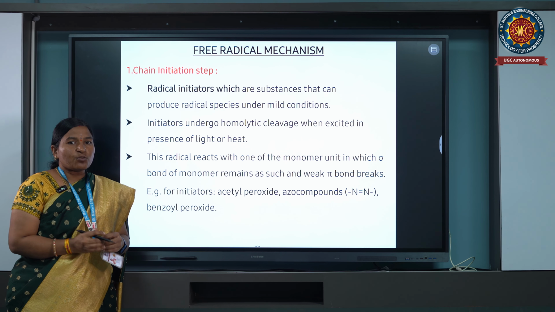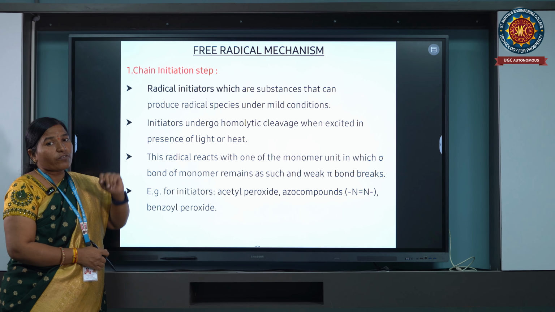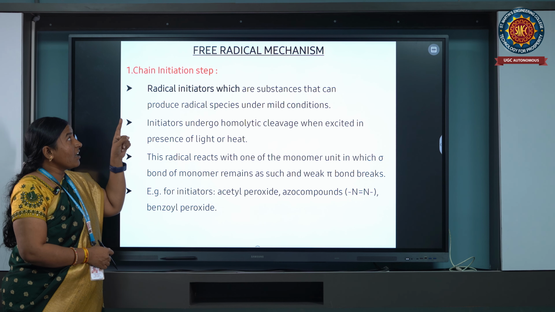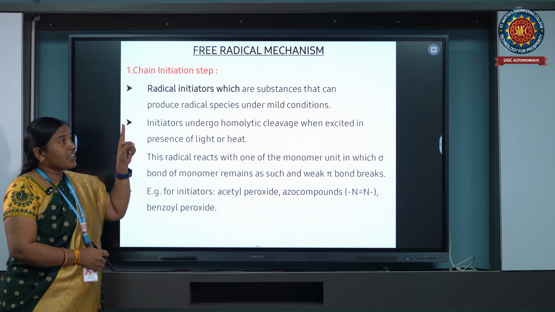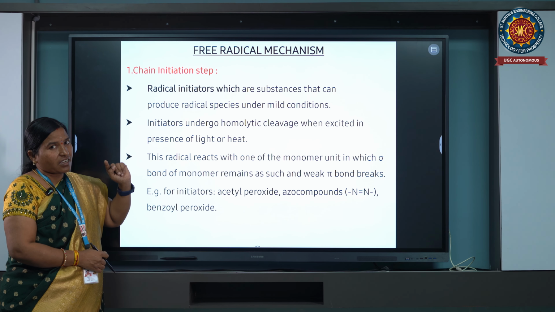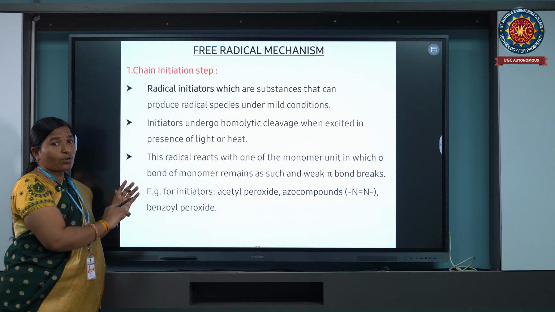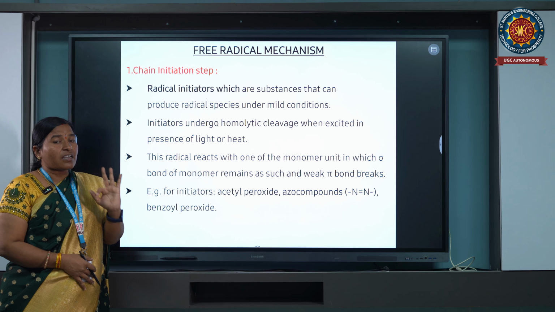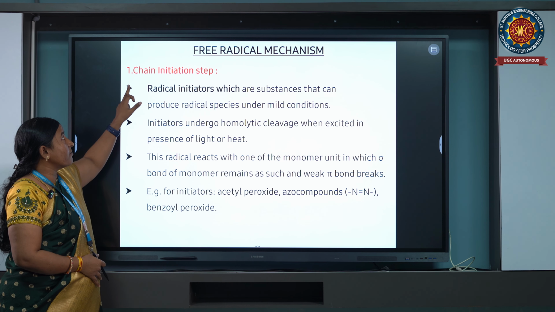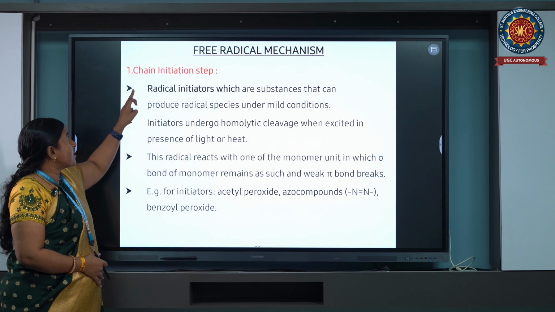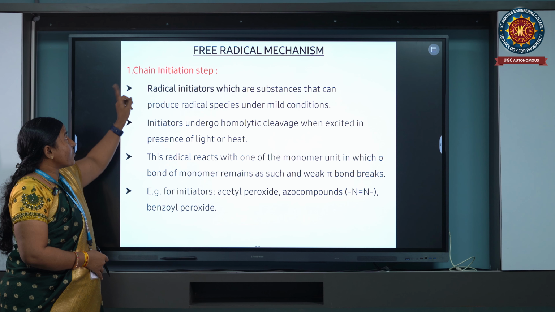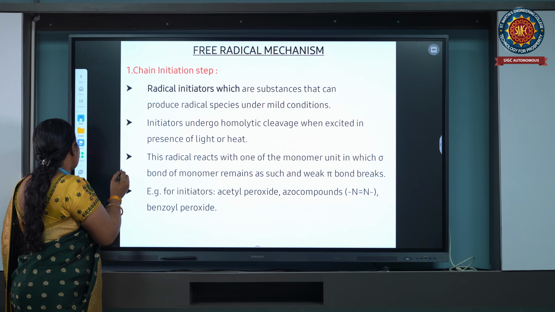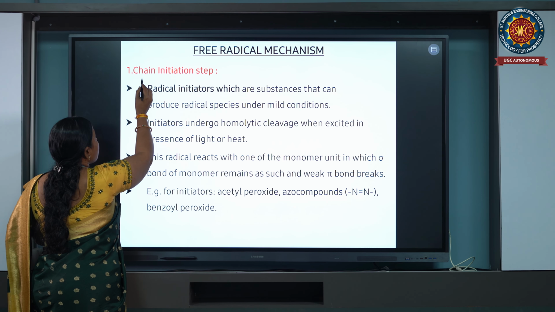Then come to the steps involved in the free radical addition polymerization reaction mechanism. Now, as I told you, there are three steps involved in this mechanism. The first step we discuss is the chain initiation step.